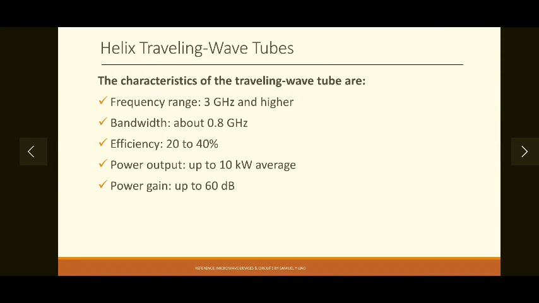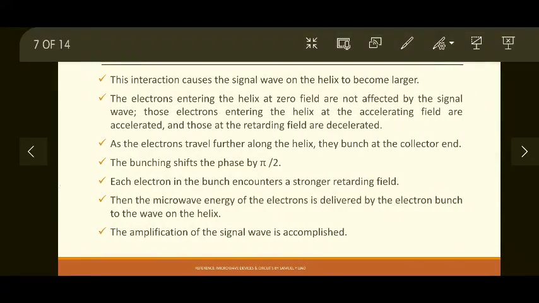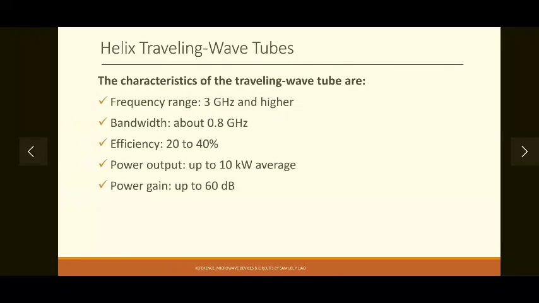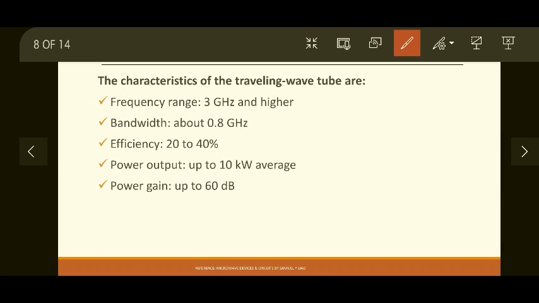The characteristics of this type of TWT are: its frequency range is 3 gigahertz and above. Bandwidth is about 800 megahertz or 0.8 gigahertz. Efficiency is about 20 to 40%, which is decent. Output is up to 10 kilowatt average. Power gain is up to 60 dB. These are just the statistics observed while using this type of TWT in microwave amplifiers. So this is just statistical data.